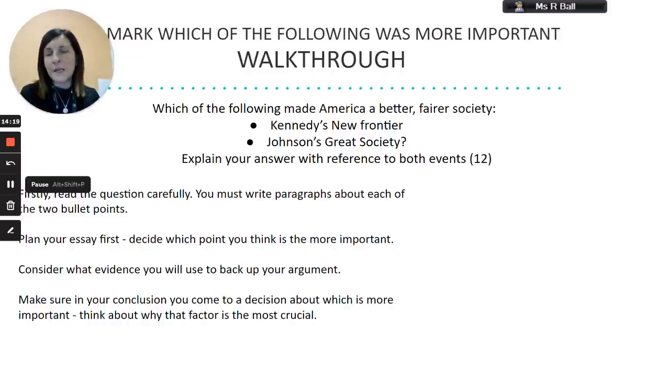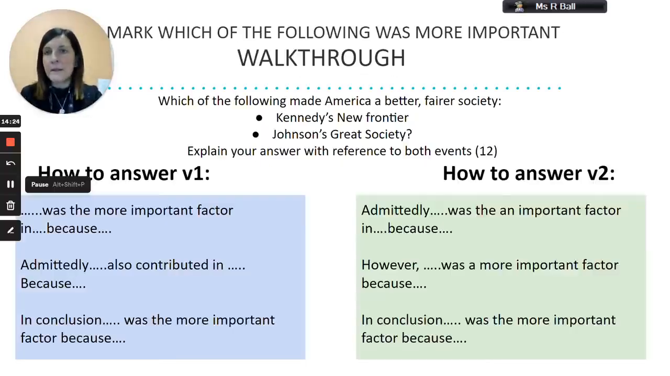Plan at the beginning which you think is the most important, and then follow that through in your essay. And then once you've decided, there are 2 versions for how you can write this essay. In version 1, if you're writing about Kennedy's New Frontier being the more important factor, you say it was the more important factor because, and then you give your evidence. Your second paragraph would be, admittedly, Johnson's Great Society did contribute, and then your conclusion.